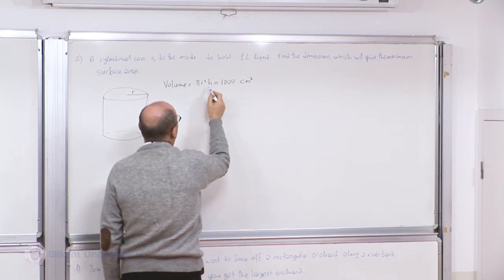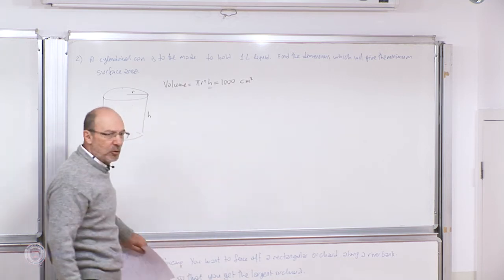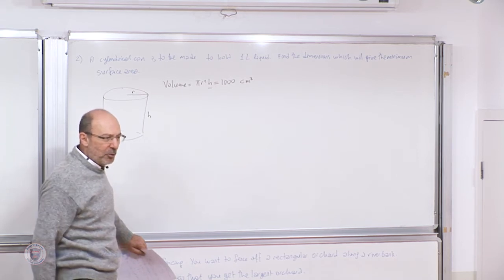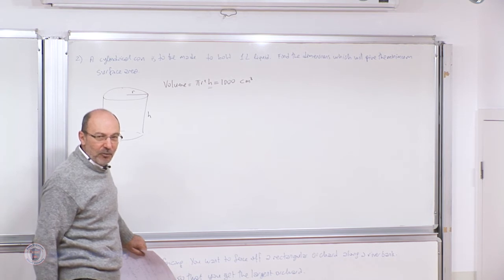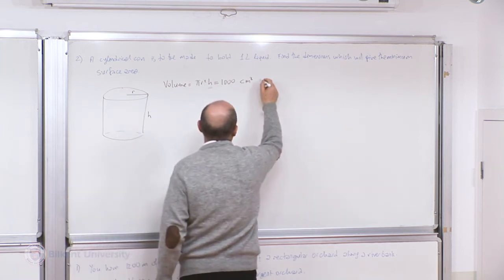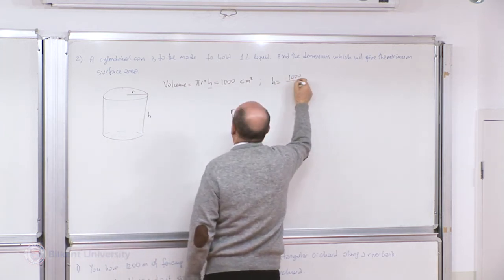Normally the temptation is to take the simplest one. If I choose this one and express it in terms of h, I'll have square roots. But if you are doing this with a computer, who cares? You can do it. But if you are going to take derivatives by yourself, then you want to avoid square roots if possible. So here we say h is equal to 1,000 over pi r square.